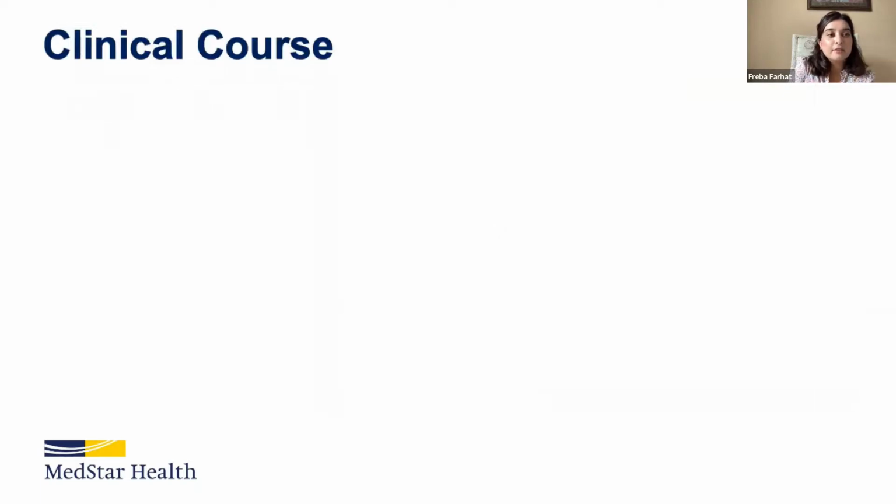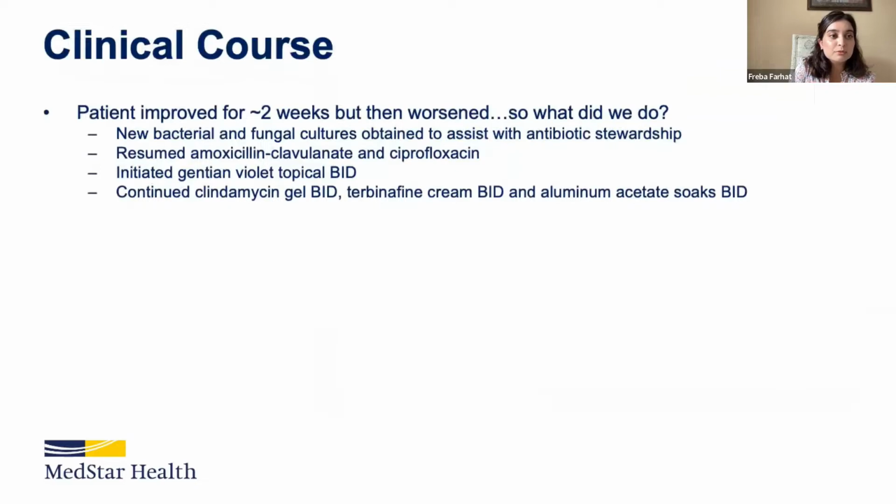So what we have here so thus far for our patient's clinical course is that he did improve at around 2 weeks, but then worsened. And so what did we do at that time for him? We did obtain new bacterial and fungal cultures that we wanted to assist with antibiotic stewardship. We were concerned about hitting him pretty hard with all these myriad of antibiotics, antifungals, and we just wanted to ensure that we weren't missing anything. But in the meantime, we did resume the Augmentin and the ciprofloxacin.